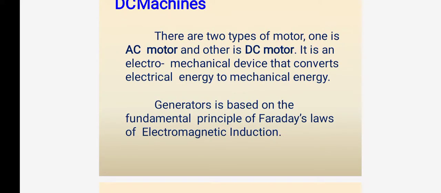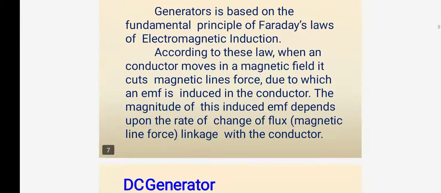Similarly, there are two types of motor, AC motor and DC motor. A motor is an electromechanical device that converts electrical energy to mechanical energy. In a generator, we convert mechanical energy to electrical energy, while motors convert electrical energy to mechanical energy. The generator is based on the fundamental principle of Faraday's law of electromagnetic induction.